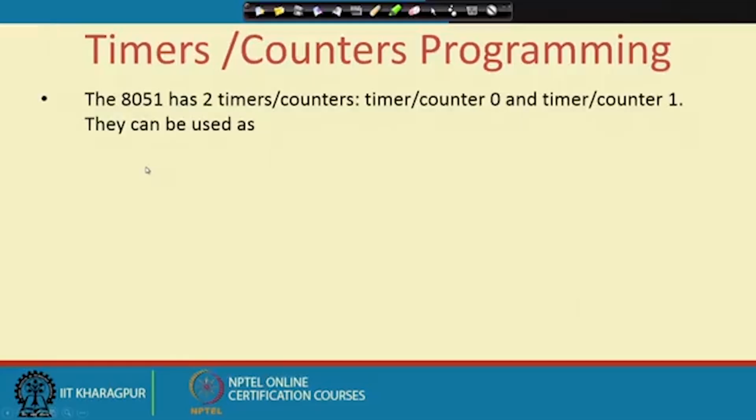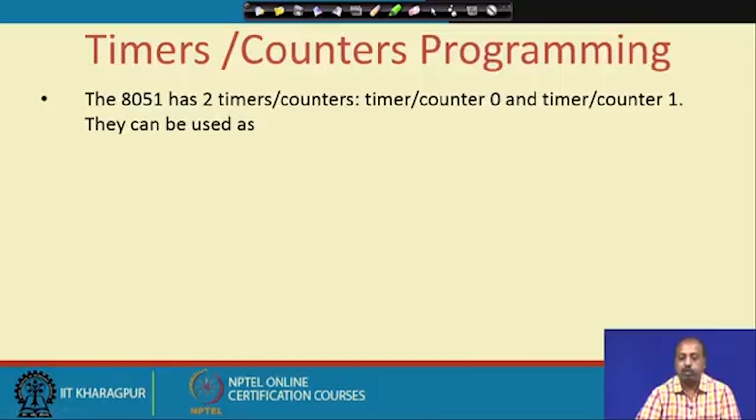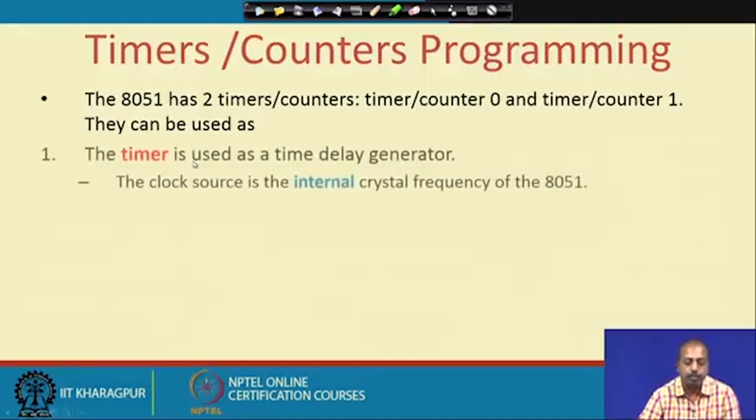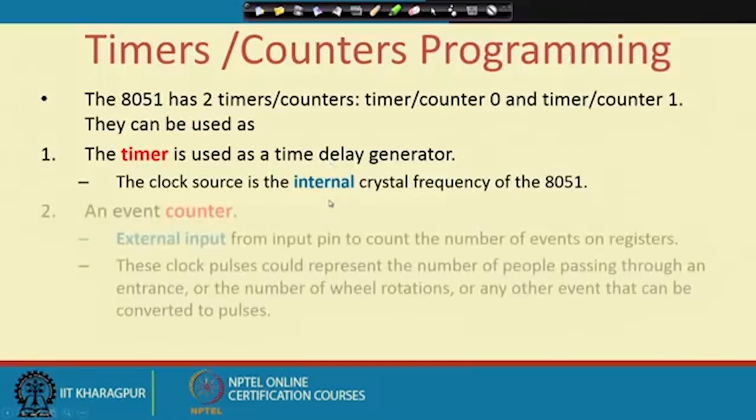So, 8051 has got two timer counters, timer counter 0 and timer counter 1, and they can be used as a timer for time delay generation. In that case the clock source is the internal crystal frequency of 8051. So, it will count time in terms of the internal crystal clock frequency. Once we know that crystal frequency, you can find out how much value that timer should have. We will look into those calculations to produce some exact delays.